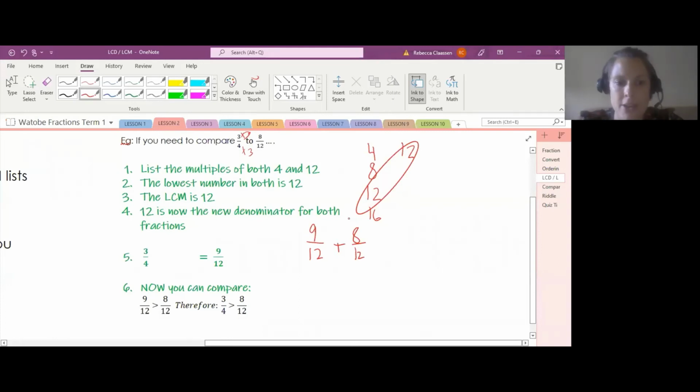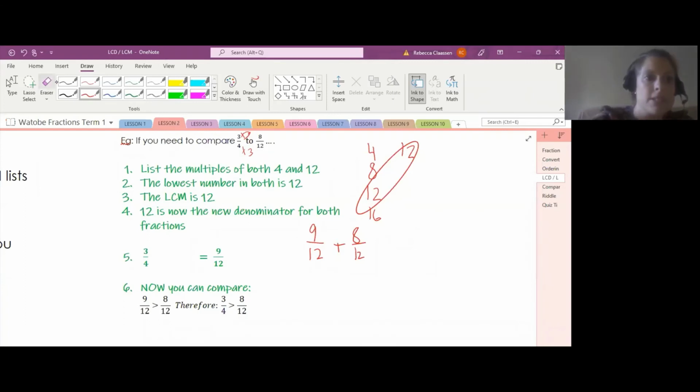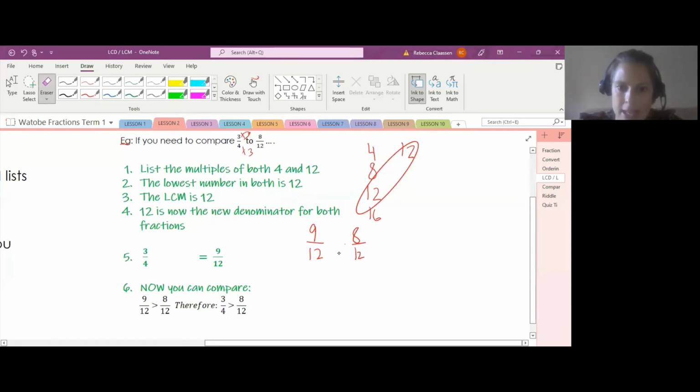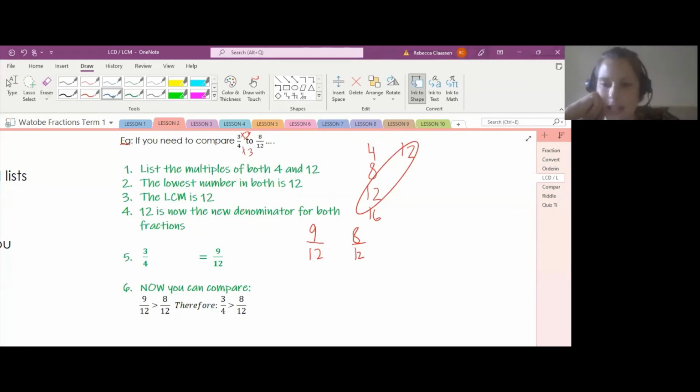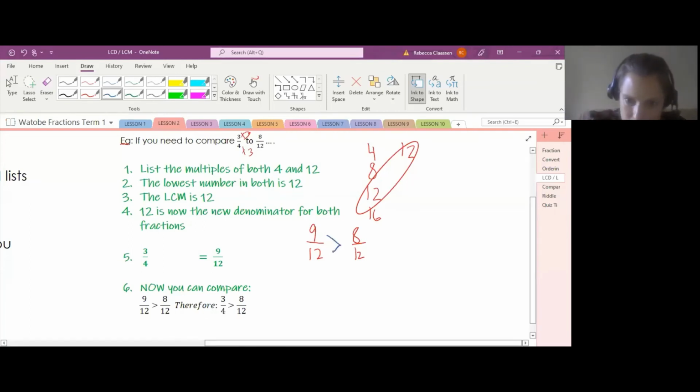So we have 9/12 and 8/12. Can I compare them now? Yes, we can. And which one's bigger? Tara, which one's bigger? 9/12 or 8/12? 9/12. There we go. We can compare them and we get 9/12.